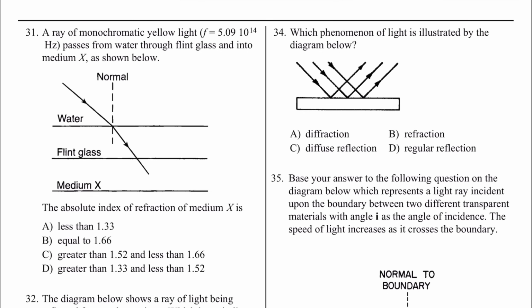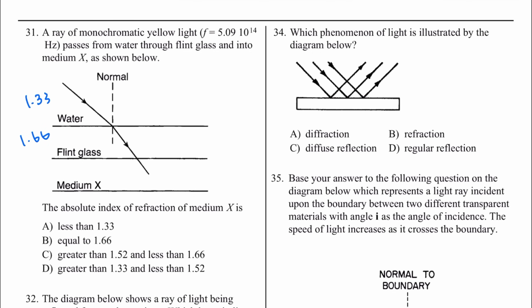31. A ray of monochromatic yellow light passes from water through flint glass and into medium X as shown below. The absolute index of refraction of medium X is what? Okay, so we're looking at indexes of refraction. We don't know the index of refraction for medium X, but the reference table tells us the indexes for water and flint glass. Water is 1.33 and flint glass is 1.66.